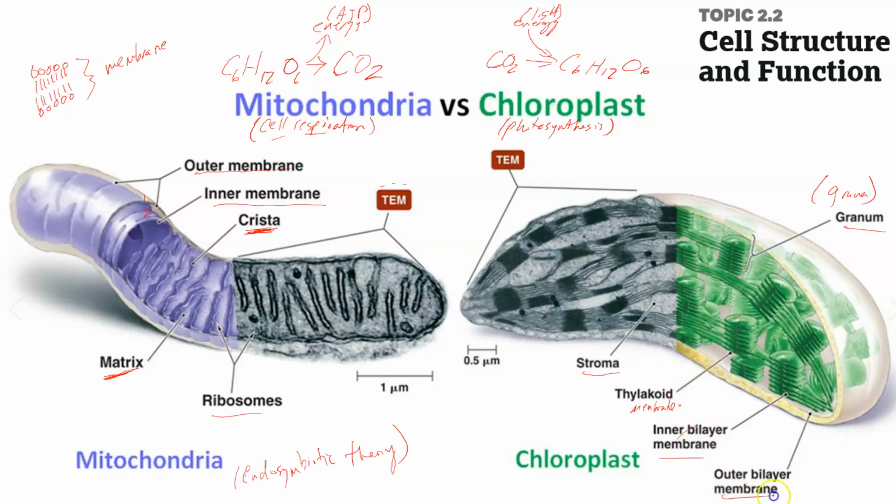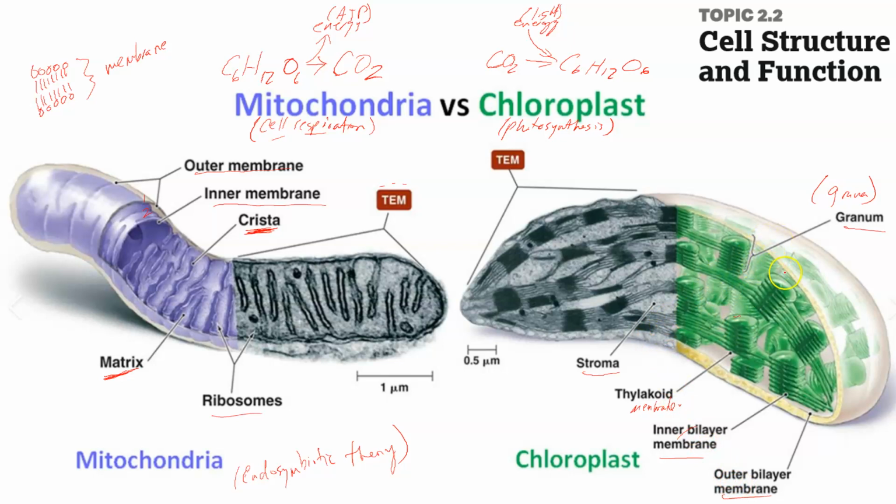Also, there's an inner and outer membrane for the chloroplast as well. So those are some things I want you to know. Go ahead and pause the video. You might want to draw a quick picture of a chloroplast. It doesn't have to be this detailed, but definitely make sure you know what a granum is, where the thylakoid membrane is, the inner and outer membranes, and the stroma is this fluid kind of outside.